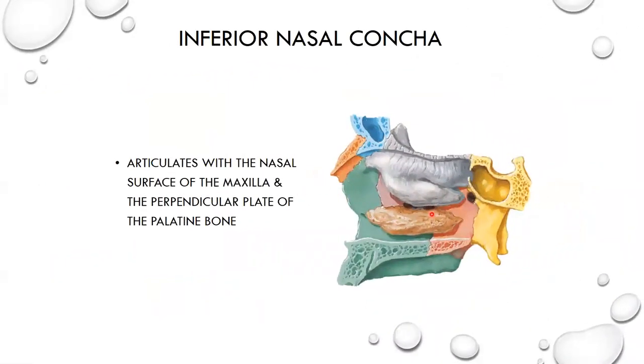The inferior nasal concha is this one. It is made of the inferior nasal concha bone itself. This bone articulates with the nasal surface of the maxilla and the perpendicular plate of the palatine bone. They articulate with these two bones of the skull.